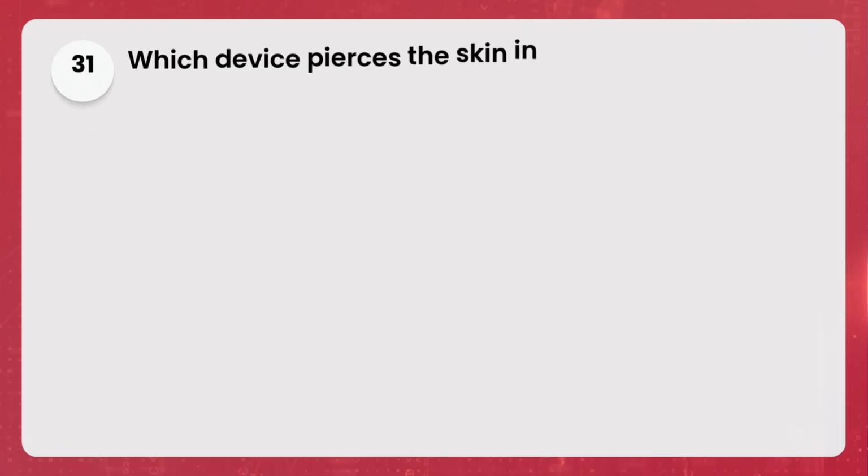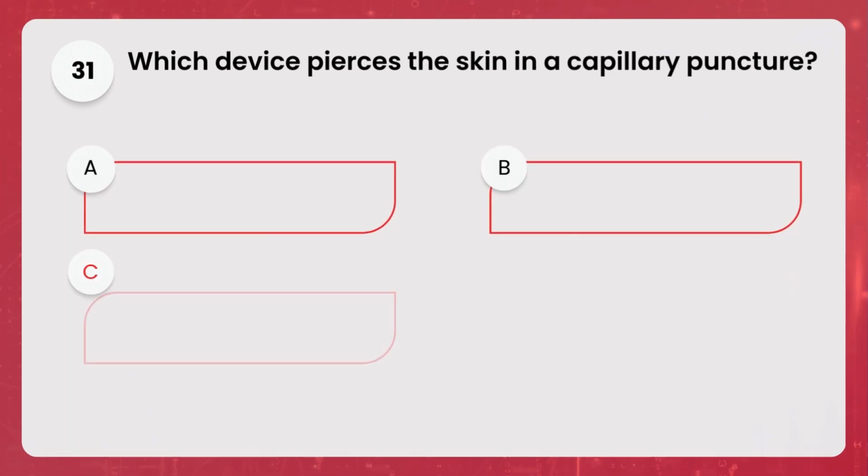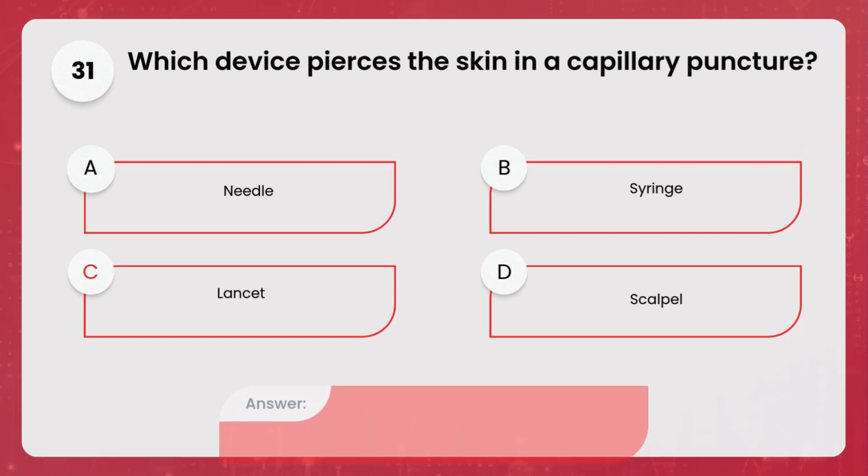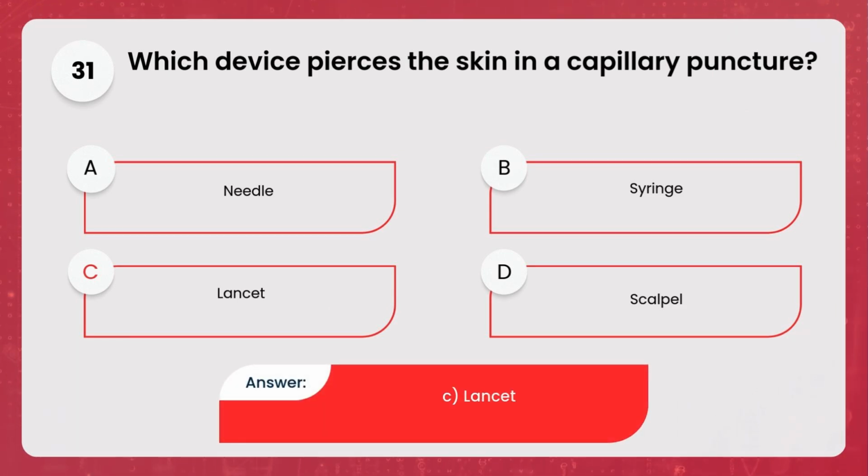Number 31. Which device pierces the skin in a capillary puncture? A, needle, B, syringe, C, lancet, or D, scalpel. The answer is C, lancet.